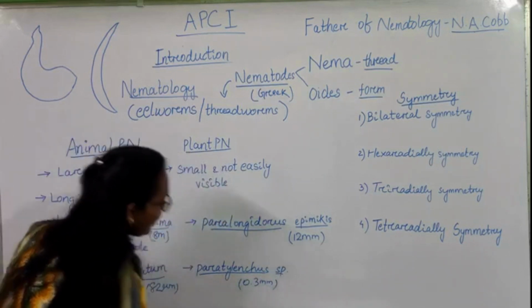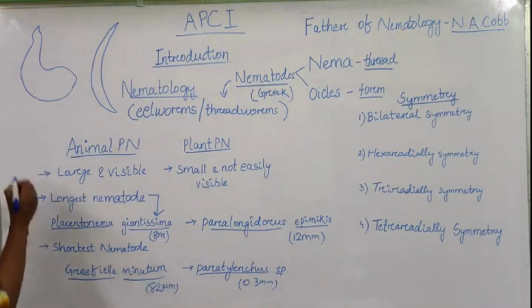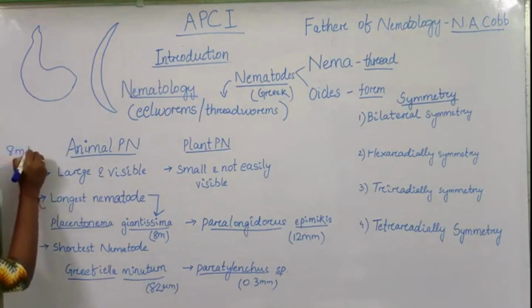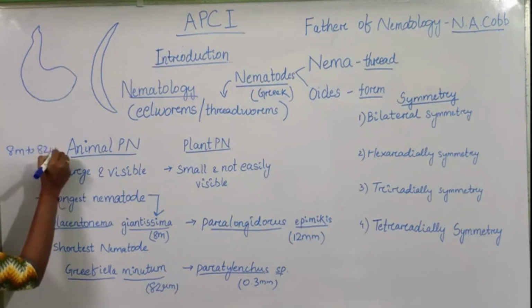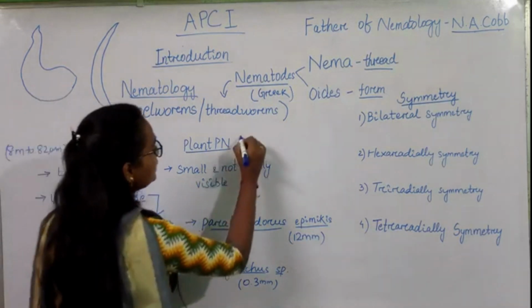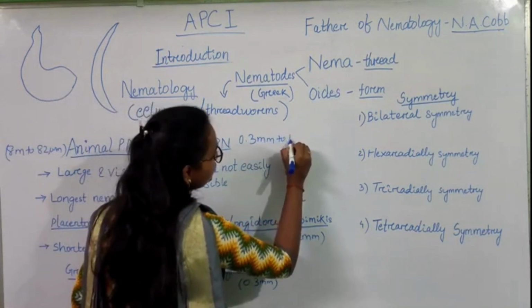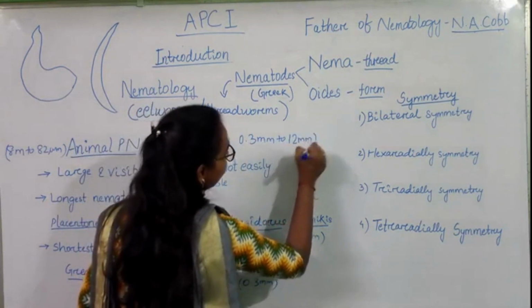So the range of animal parasitic nematodes is from 8 meters to 82 micrometers, and the range of plant parasitic nematodes is from 0.3 mm to 12 mm.